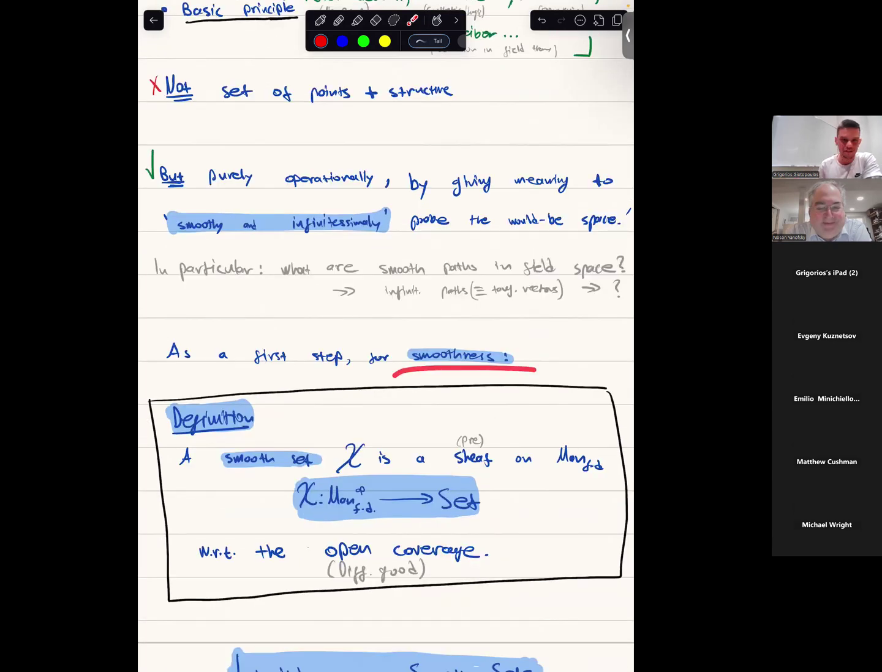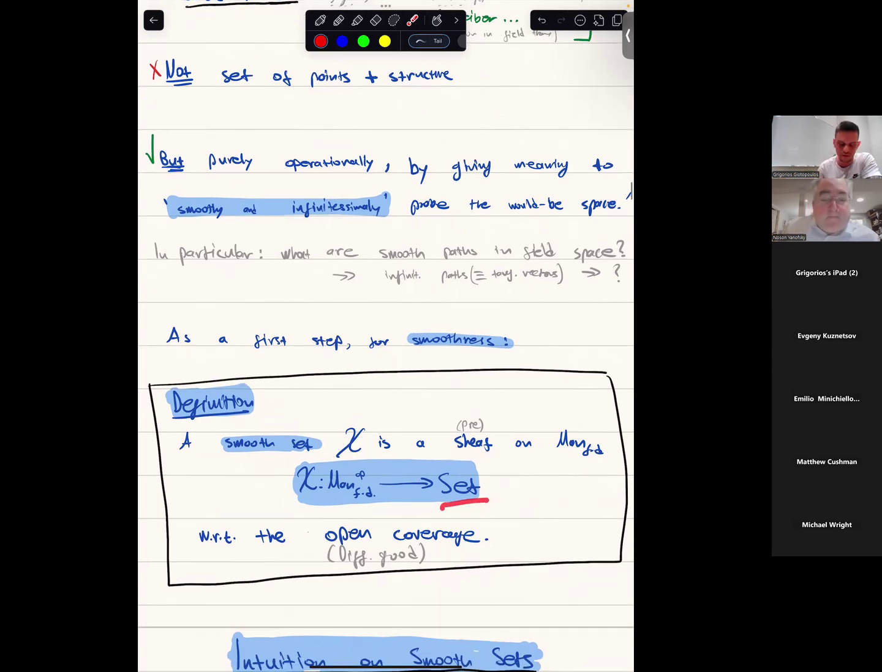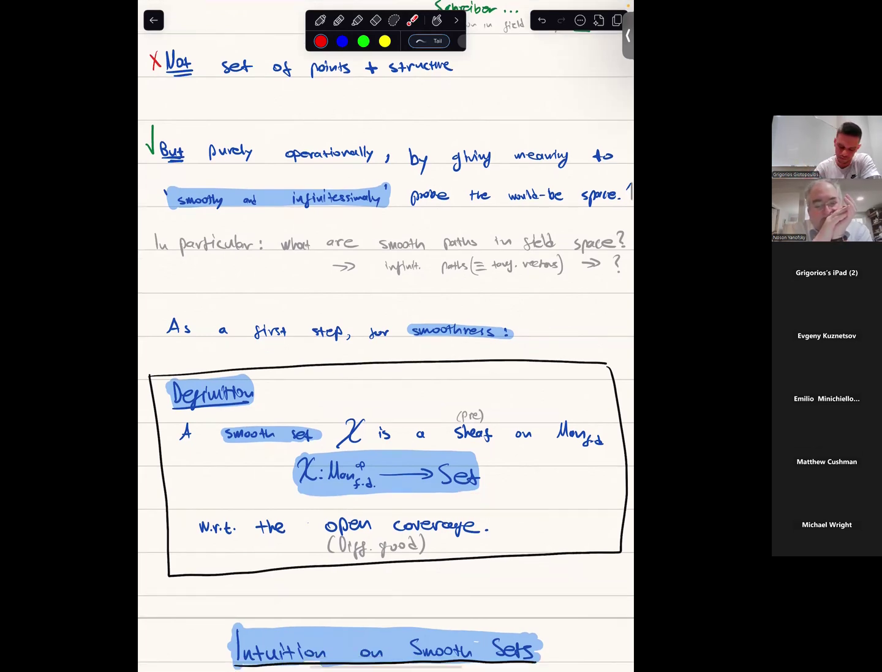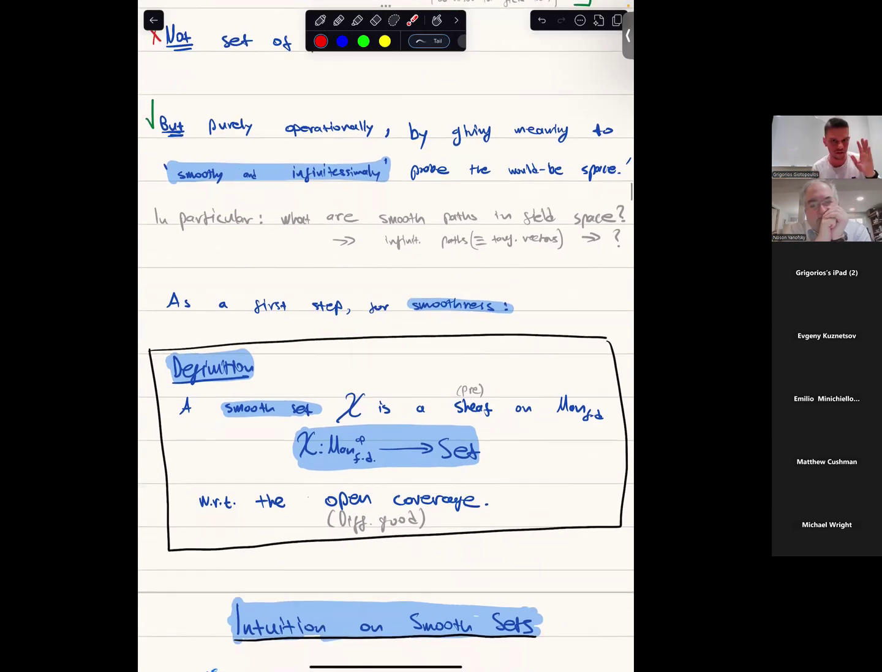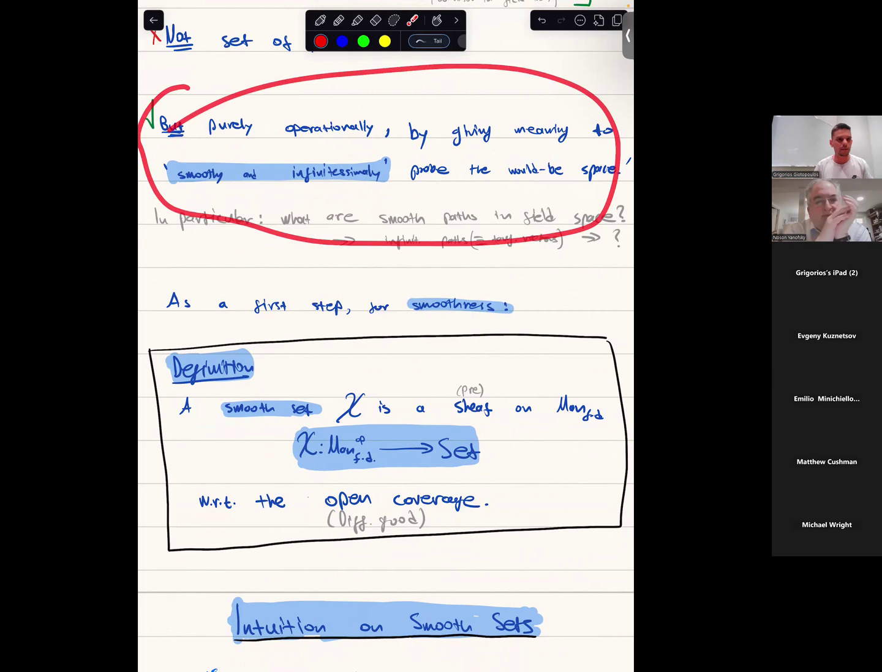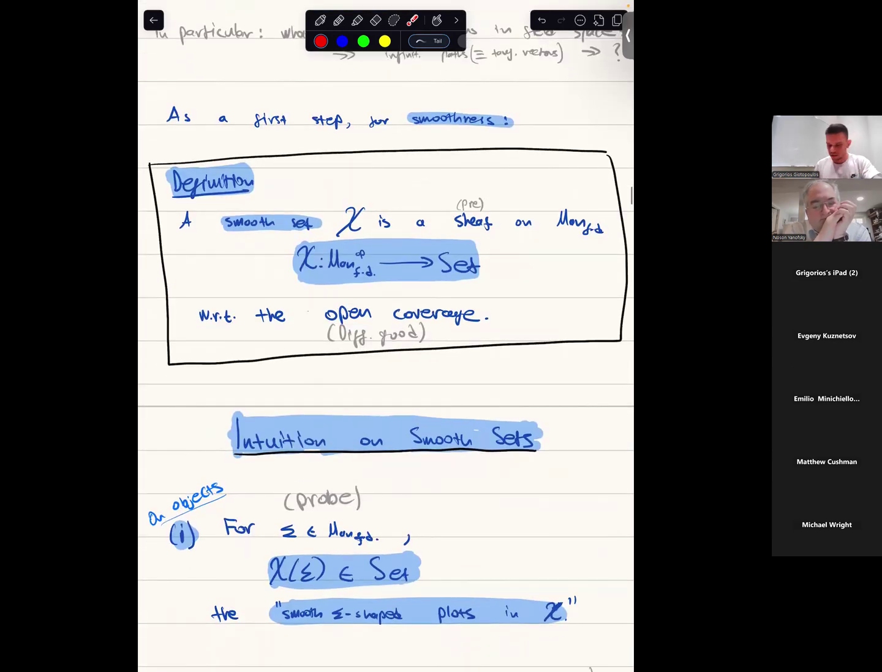Okay, yeah. As a first step for smoothness, one would define a smooth set. Let's not talk about infinitesimals yet, but you would define it as a presheaf, an actual sheaf on the category of manifolds, i.e. just functors from the opposite category of manifolds into sets with respect to the open coverage. Open coverage means, well, it's the standard coverage. Let me not go into it. Well, I'll get into some intuition of how I think about these things. Of course, you know what sheaves are and their formal properties, but let me just tell you why this definition does exactly this kind of thing. Okay? I'll go through it quickly, maybe.